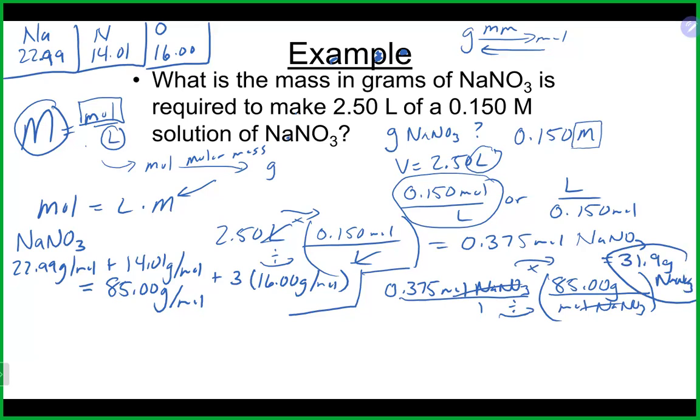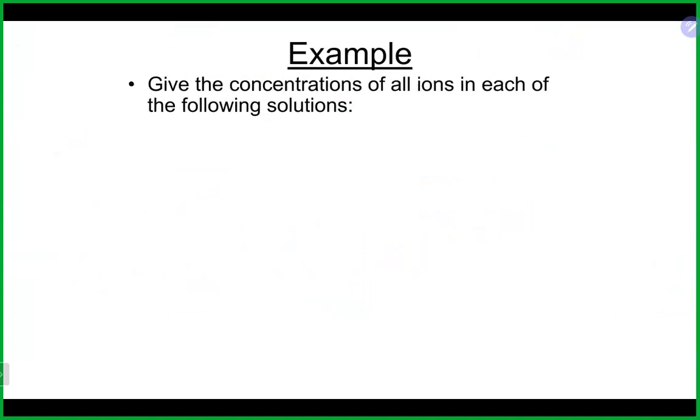So basically what this calculation means is if you weighed out 31.9 grams of sodium nitrate and you put it in some water and dissolved it, with enough water to get to 2.5 liters, and gave it a good mix and shake, you would end up with a solution that has this molarity. That is basically what those numbers represent. Any questions on molarity here? Let's get that one, I think.